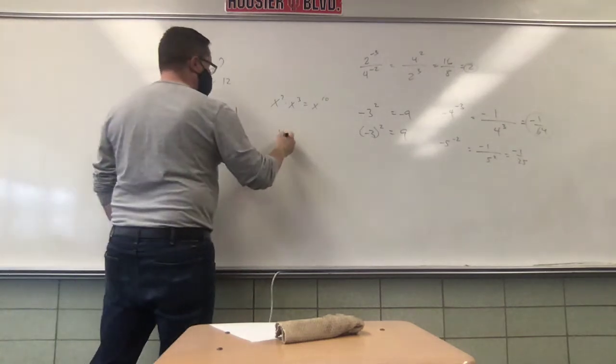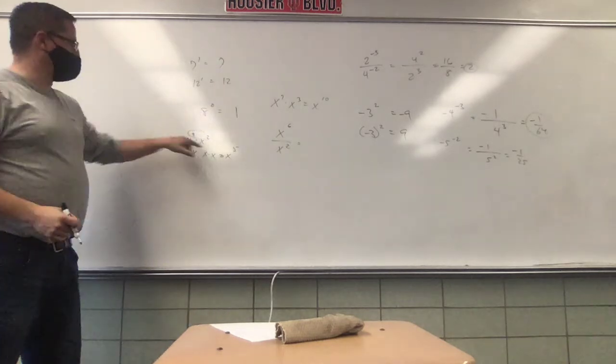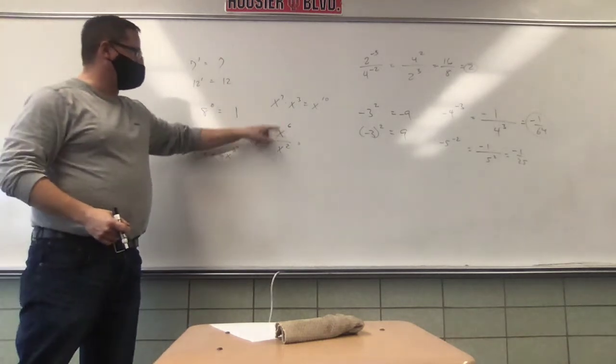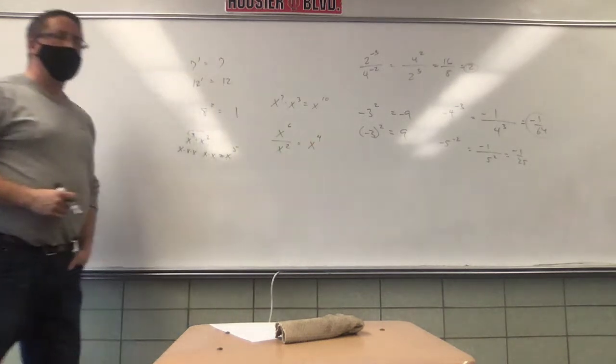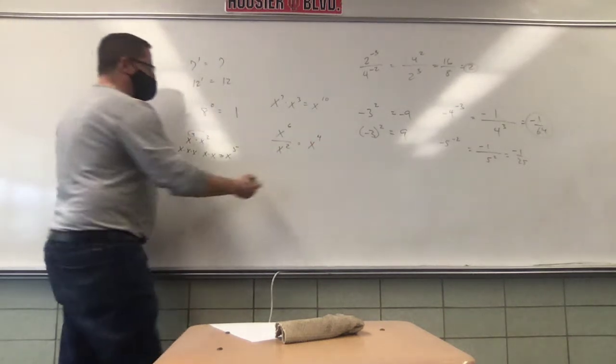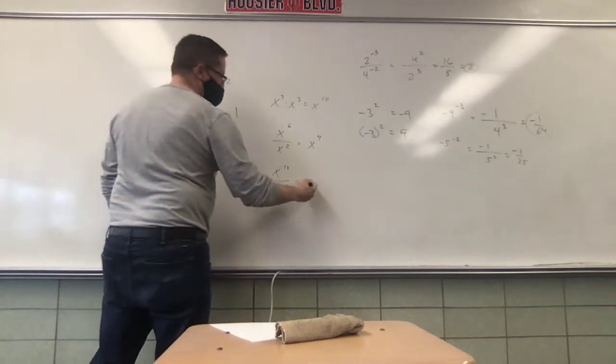Any idea what you do when you divide them? You subtract. When you divide them, you subtract the exponents. So what would this be? x to the 4. Where did you get 4 from? 6 minus 2. What's x to the 10th over x squared? x to the 8th.